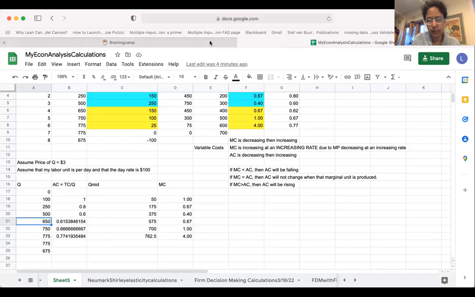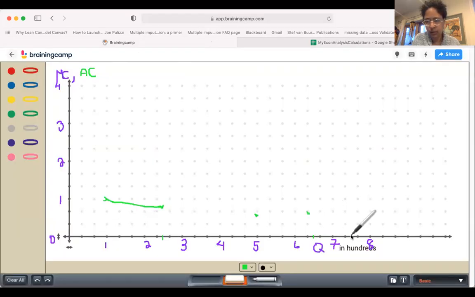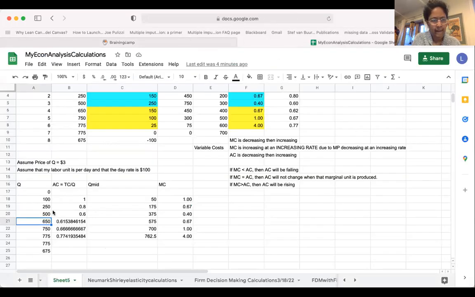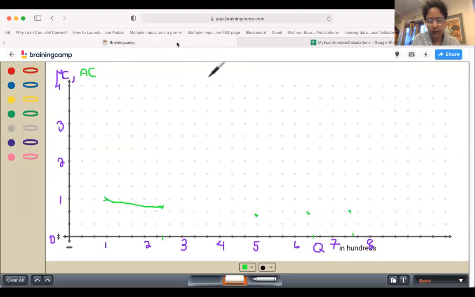750 and 0.66. 750, 0.66. So that should be exactly here at the 2/3 mark. And 775 and 0.77. 775. So maybe about here. And 0.7, something like maybe this.